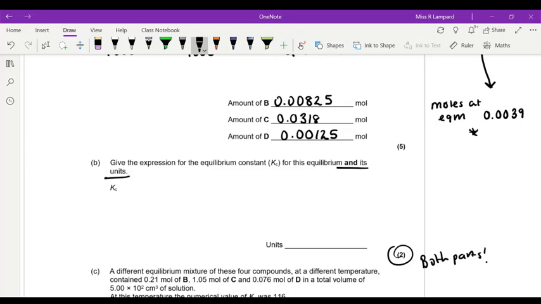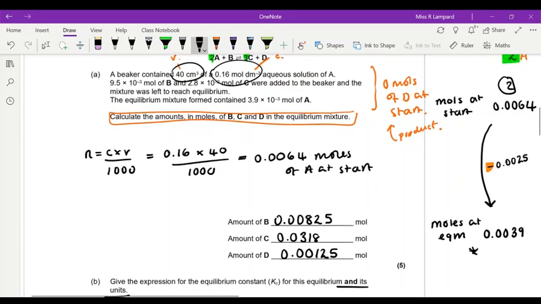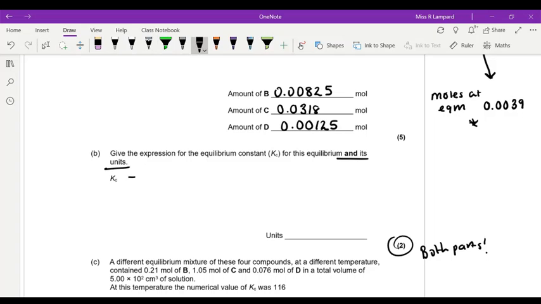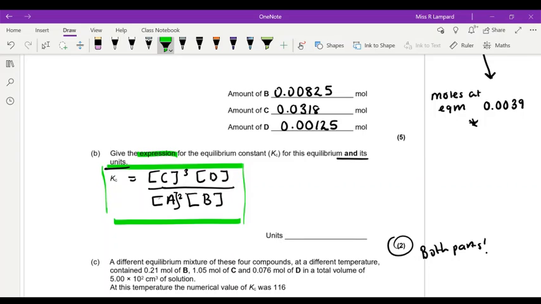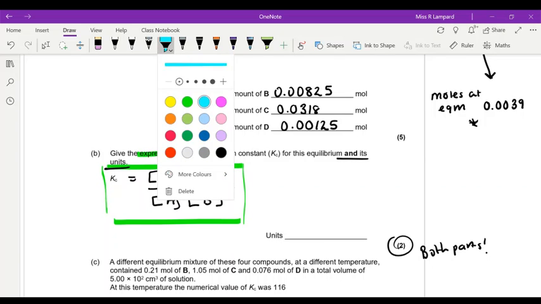So let's go back to our expression, 2A plus B to 3C plus D. So we've got concentration of C to the power of 3, oh, not plus, multiplied by concentration of D divided by concentration of A to the power of 2 multiplied by the concentration of B. So there's our Kc expression. Okay, that's our first mark. And then we need to calculate the units. Again, not forgetting to do the second part of this question.